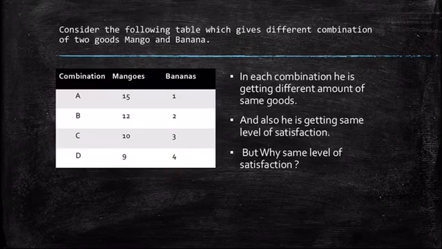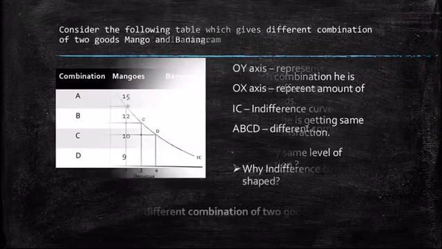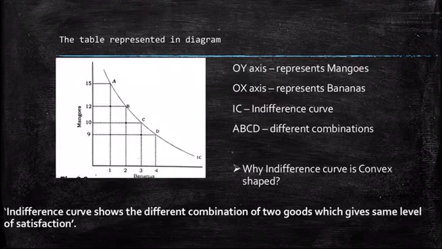If you observe this table very carefully, while he is moving from one bundle to another bundle, you can observe that he is getting different quantities of each good. But the thing is, he is getting the same level of satisfaction. But why is he getting the same level of satisfaction? The answer is very simple.